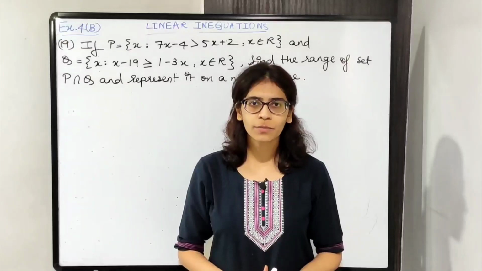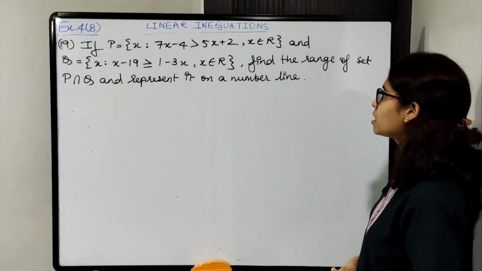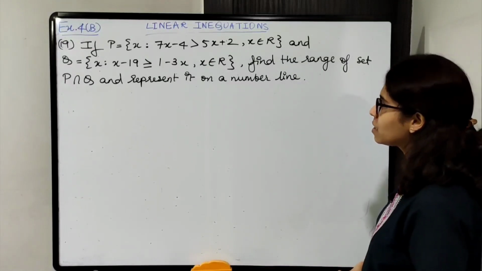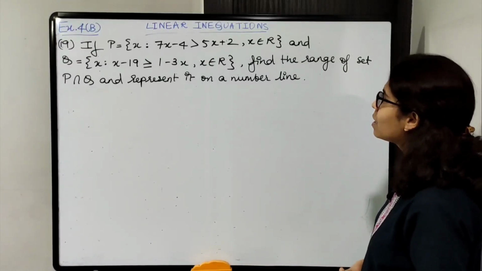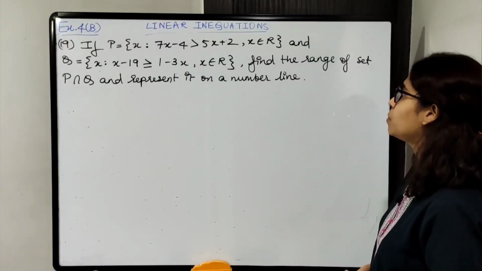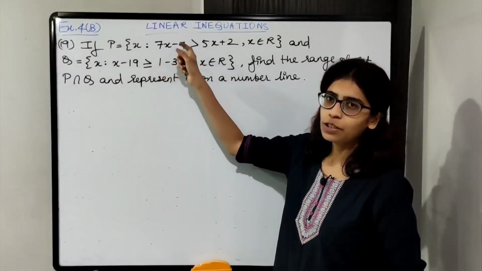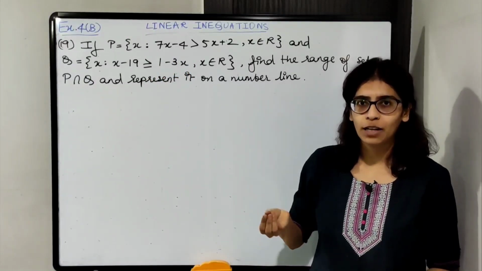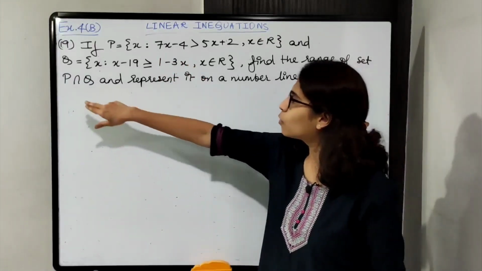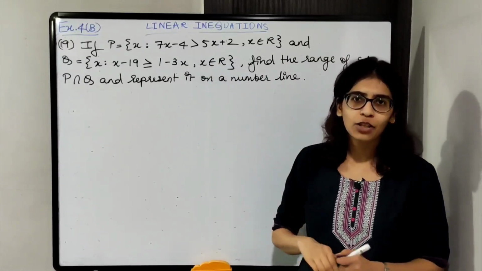Coming to next question, question number 19. If p is set of all x such that 7x minus 4 is greater than 5x plus 2 where x belongs to R, and q is set of all x such that x minus 19 is greater than or equal to 1 minus 3x where x belongs to R, find the range of set p intersection q and represent it on a number line. So for p and q we are given two inequations. We need to solve and find out what is the range for p and q. Once you get p and q, we need to find out p intersection q and plot it on the number line. Okay, so let us find p and q first.